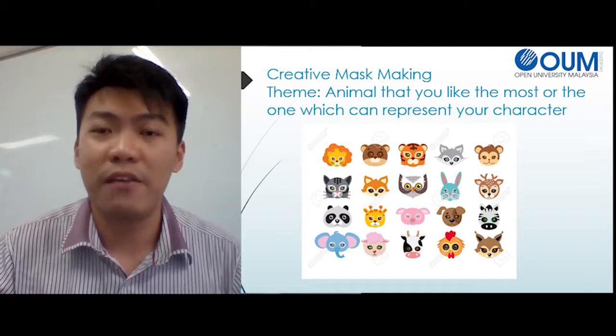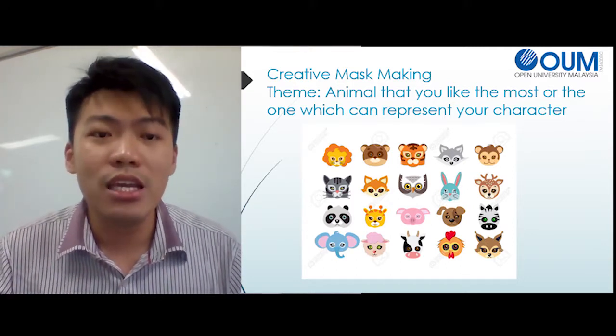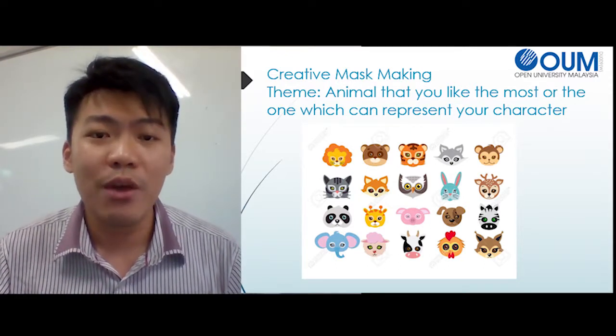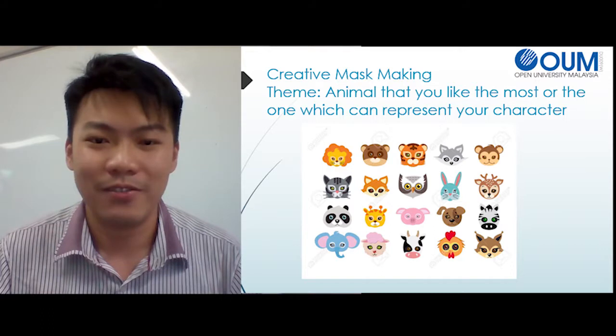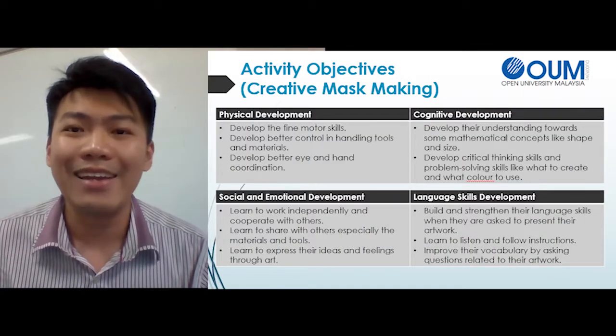This slide will roughly tell you what activity I'm going to plan for the preschool 5-year-old children, which is creative mask making. The theme that I gave to them is the animal that you like the most, or the one which can represent your character. Now we are going to talk about the objective of this art activity.